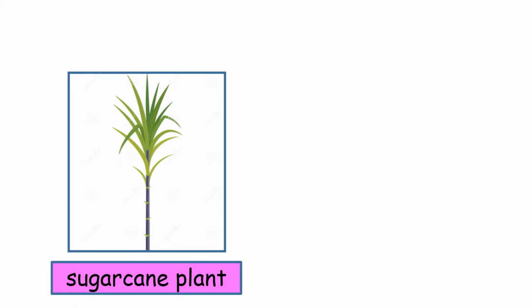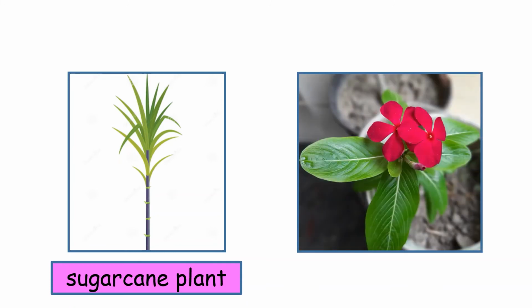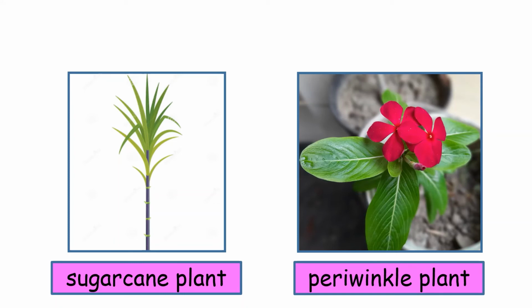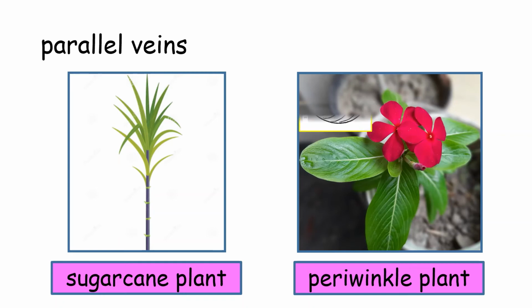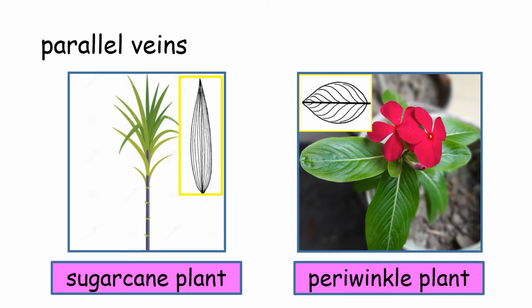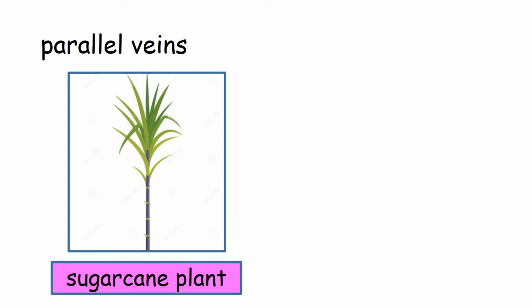Do you know what plant this is? This is a sugarcane plant. This is a periwinkle plant. Which plant has parallel veins? Look at the leaf of the periwinkle plant. It has netted veins. The veins of the sugarcane leaf are parallel. Thus, sugarcane plant has parallel veins leaf.